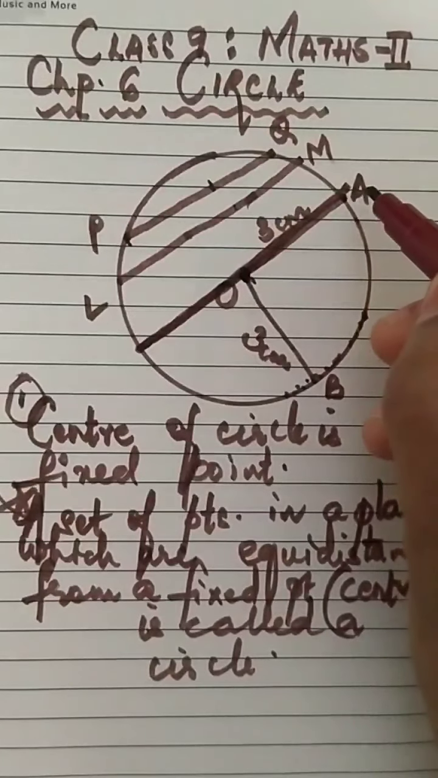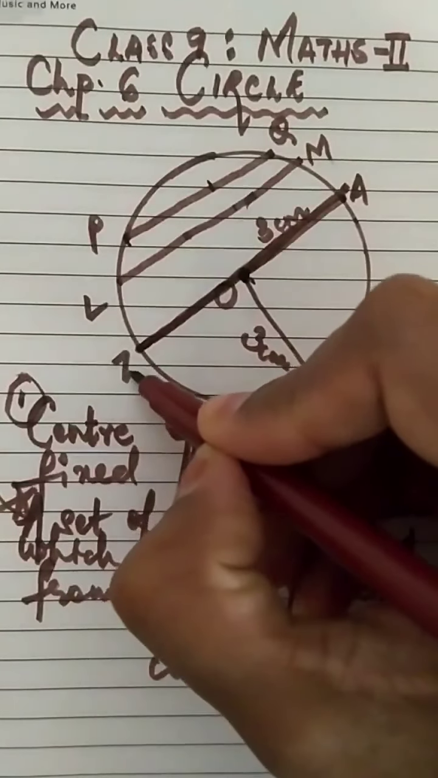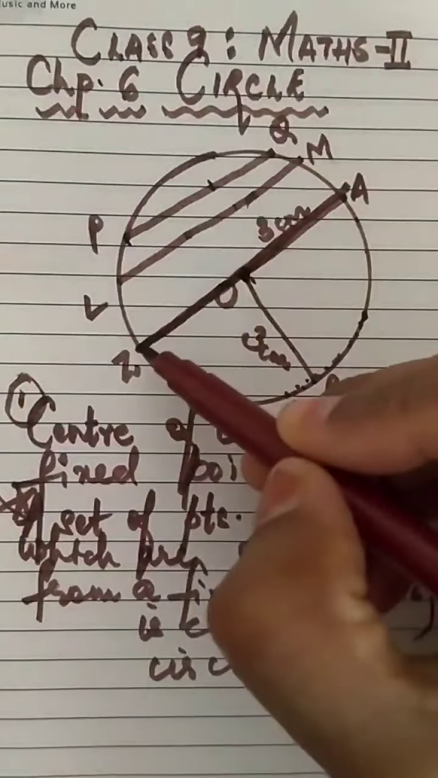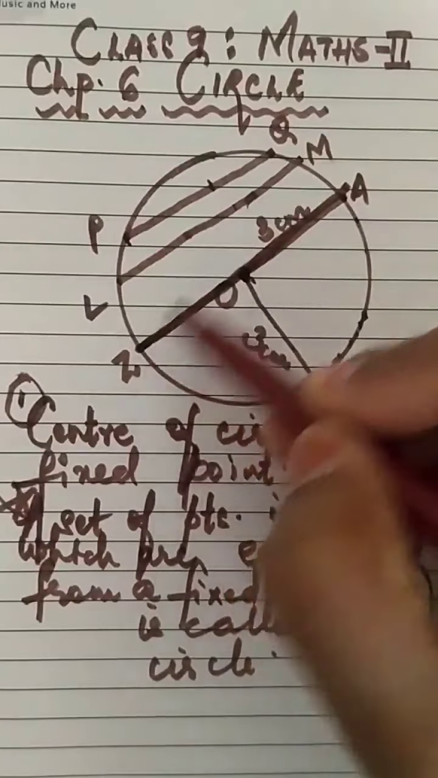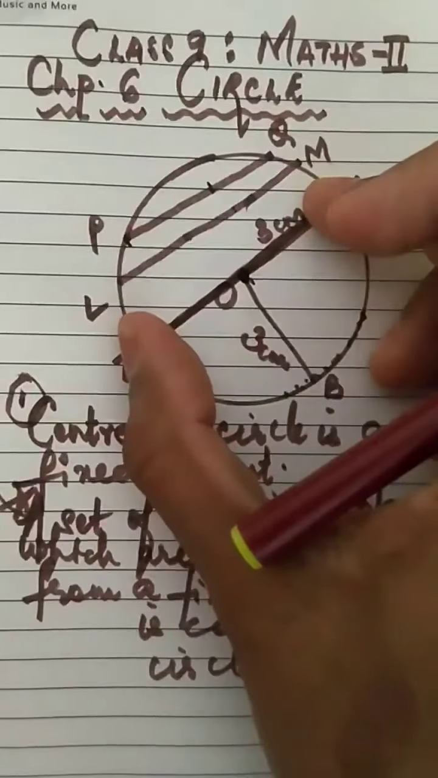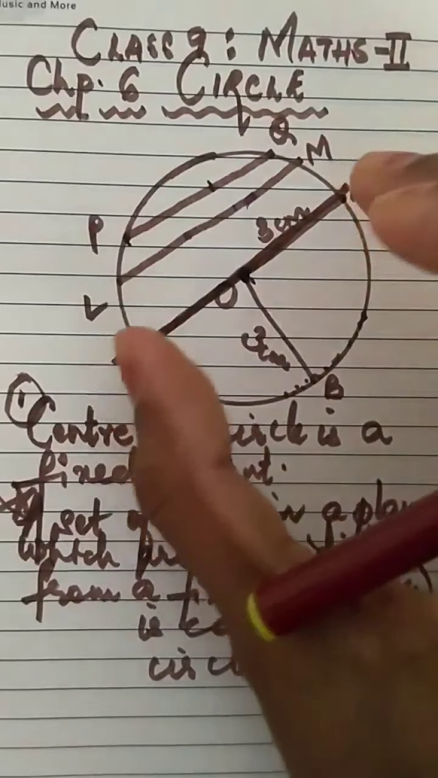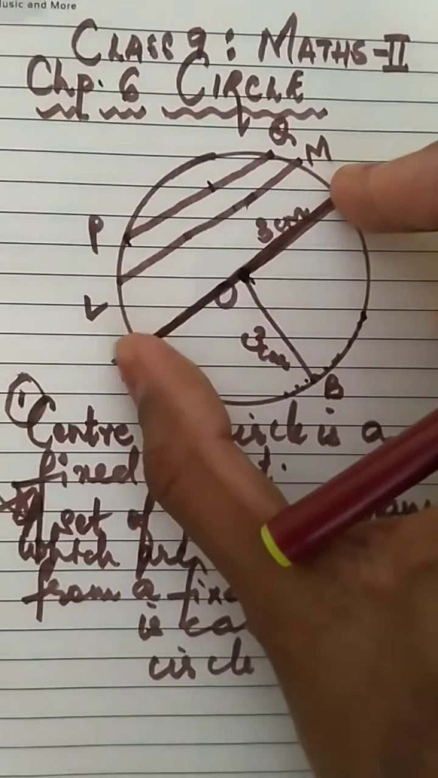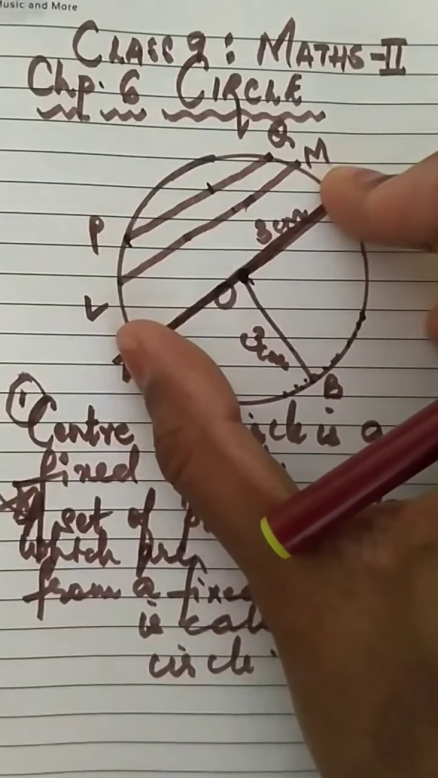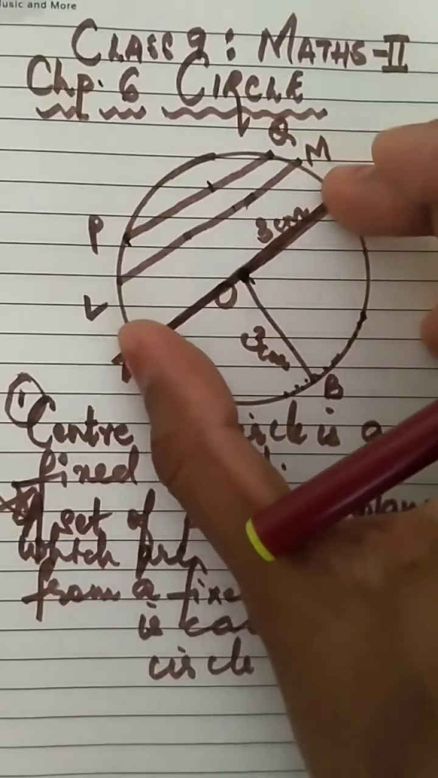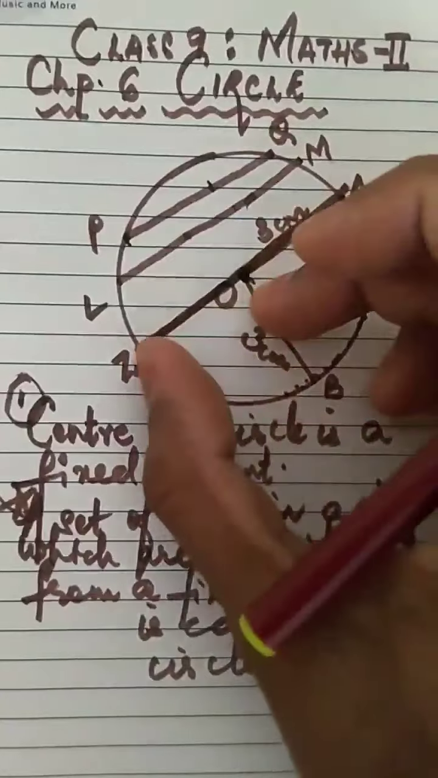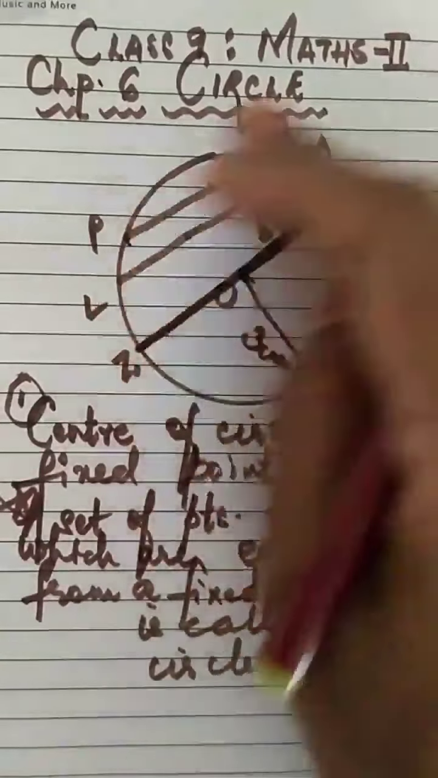So already I have named here A. So here I'll name it as Z. So what is segment ZA? Segment ZA is a chord as well as diameter. Okay, for this circle we can't draw a chord bigger than this chord. So diameter is called as the biggest chord or the longest chord for a circle.